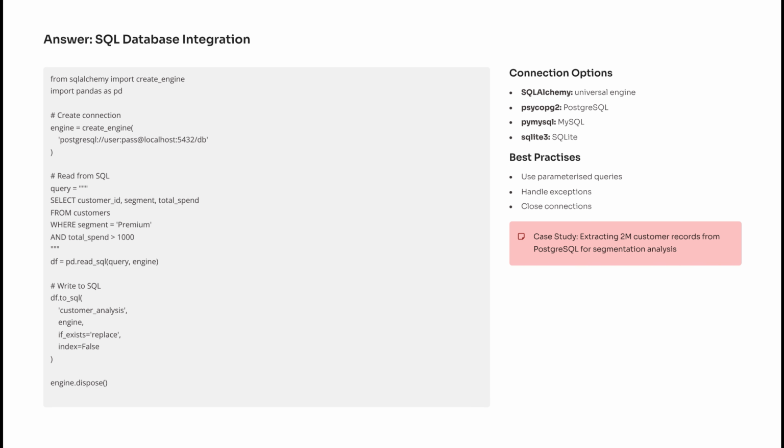So if you get this question in an interview, here's how I'd answer it. To connect Python with SQL databases, I usually use SQLAlchemy to manage connections. I define the connection string, create an engine, and then use Pandas read_sql to fetch data directly into a DataFrame. After processing, I can write it back using to_sql. Finally, I always close the connection to free up resources.